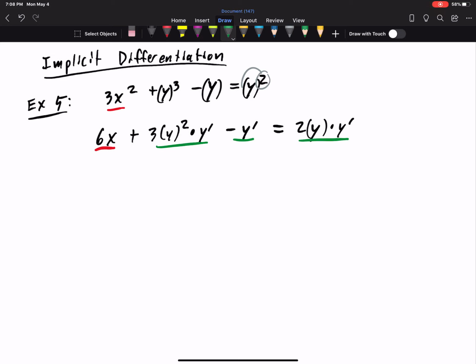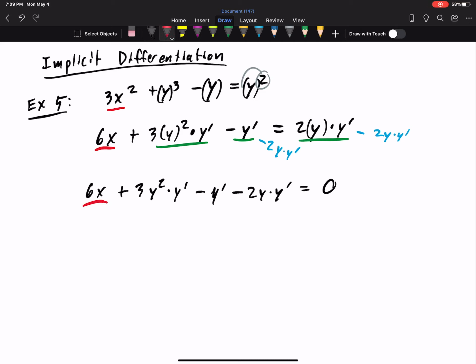Okay, so what we're going to do is we're going to subtract both sides by 2y times y prime. Okay, doing this gives us 6x plus 3y squared, dropping the parentheses because we have multiplication, minus y prime minus 2y times y prime is equal to 0 because we subtracted away everything on the right-hand side. Sound good? All right, next step.